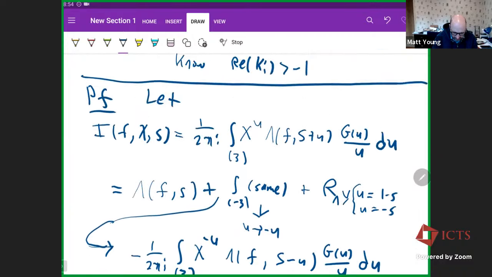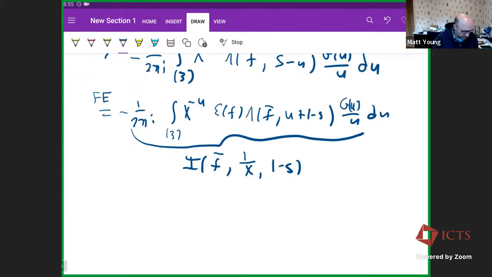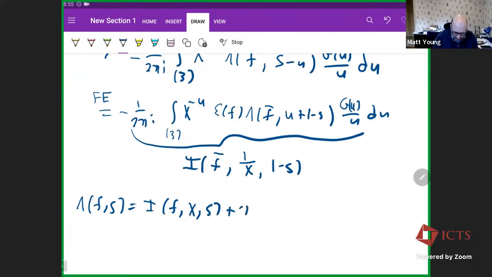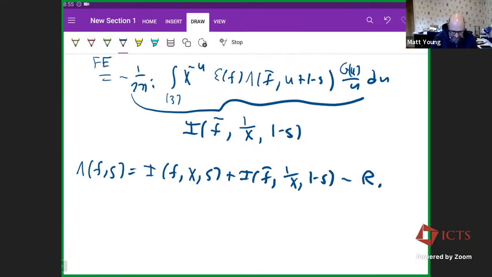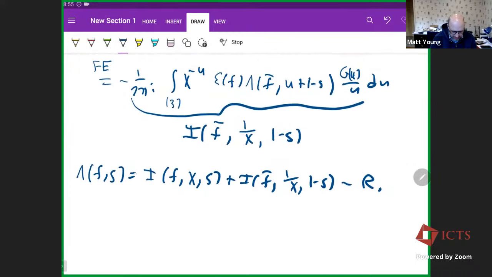Did I get the ordering on all these parameters right? Yeah, f, x, and s. So this is the same thing that we started with, but with some changes of these parameters. And so, solving for the completed L-function, what we've proved is that the completed L-function at s is equal to the integral I of f, x, s plus the integral with f bar, 1 over x, 1 minus s, and then minus the residue term. There's a sign error in Kowalski, by the way, but it's not a very major deal. It's minus the residue, not plus the residue, because we solved for the completed L-function.